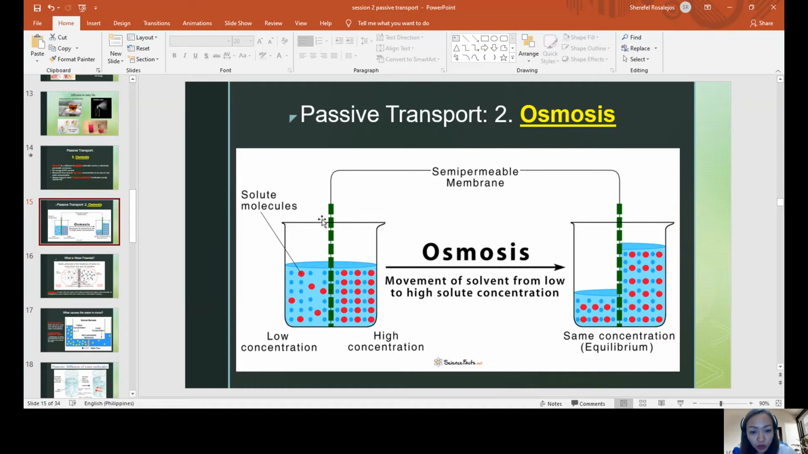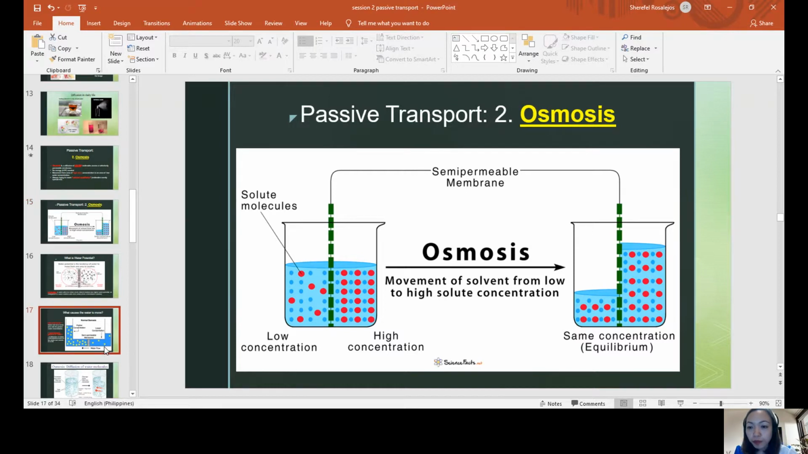This area has high water potential. This area has low water potential. So the direction of water potential is going to the left or going to the right? Going to the right. That is why after osmosis, the water rose. Why? Because the direction of water potential here is going to the right because there is a lot of solute here. Because if there is a lot of solute, the water goes there. And that is osmosis, because osmosis is the movement of solvent.